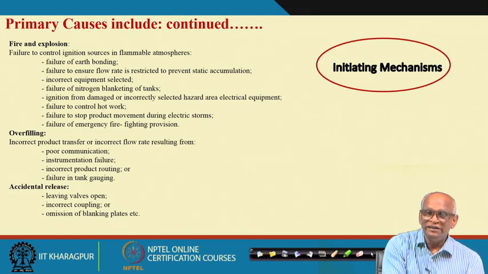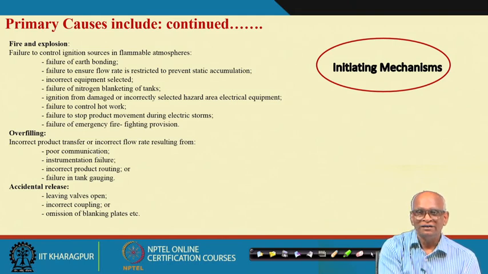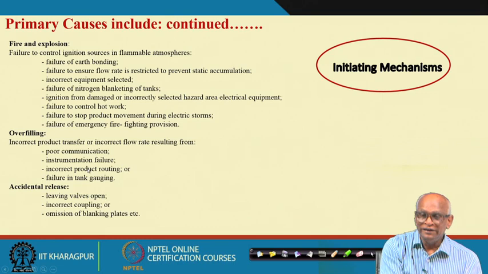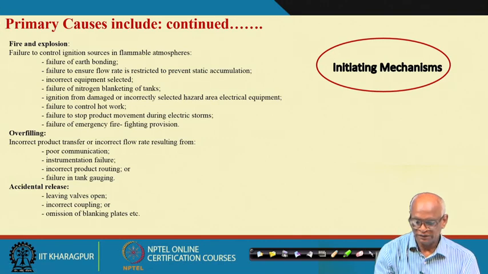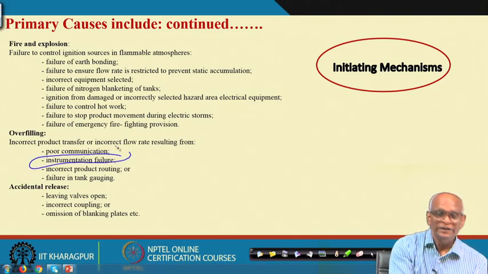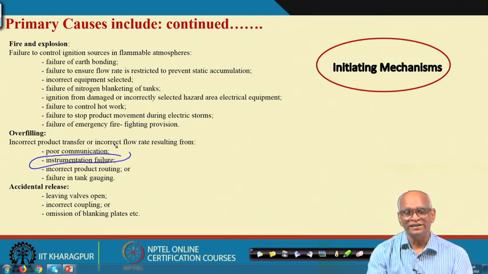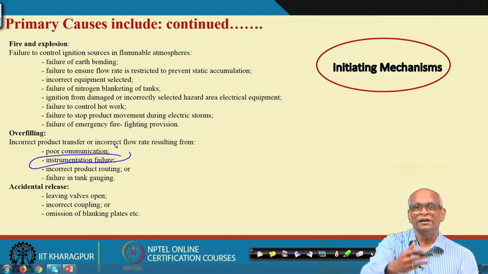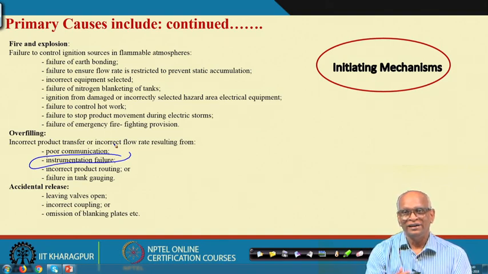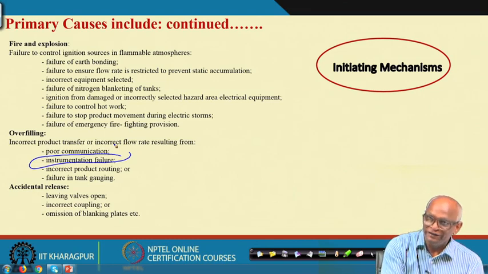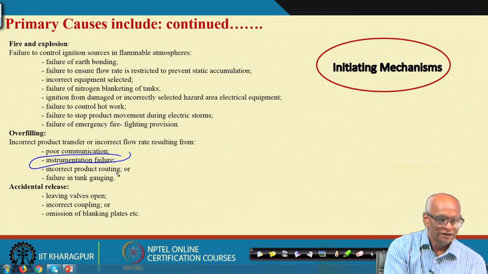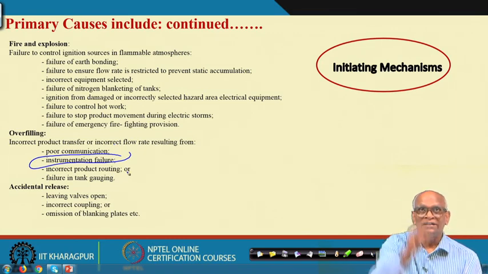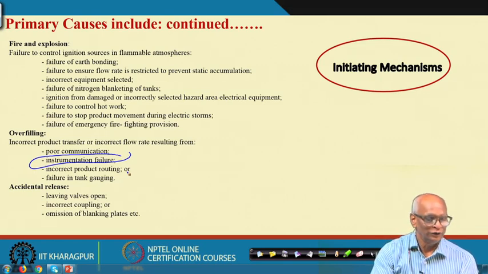What are the initiating mechanisms for overfilling? Poor communication. People have not communicated, so it overfilled. Instrumentation has failed. Consider the instrumentation failures in the Bhopal gas disaster. People thought instrumentation had failed when the pressure was increasing. Actually, it had not failed. So, many times instrumentation fails. You think everything is good, but the instrumentation is showing wrong. Failure of tank gauging, the gauges in the tanks are not doing very well.